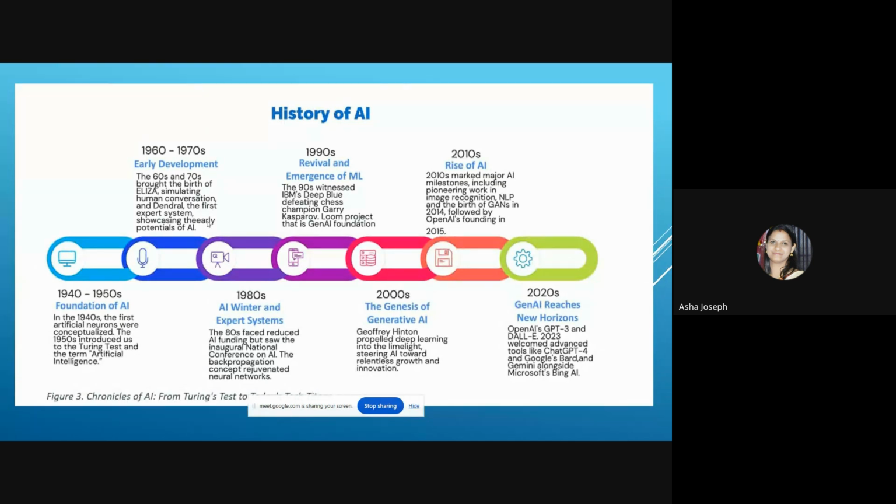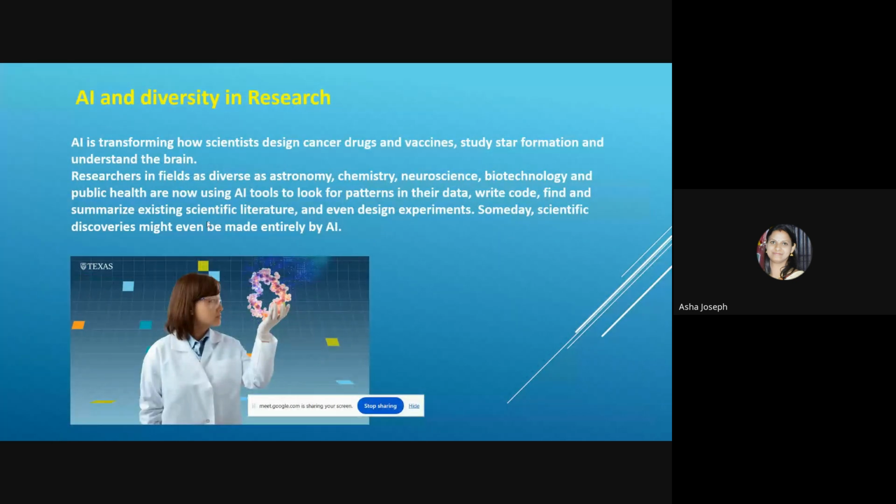It is actually reaching big horizons. The OpenAI's ChatGPT 3 and 4, DALL-E, Google's Bard and Gemini, along with Microsoft's Bing AI. So this is a little bit of history about AI. A lot of research was going on from the 1940s to the 2020s, almost 80 years. If I have to say again about the rise of AI in research, the integration of AI into research has been a gradual but impactful journey.